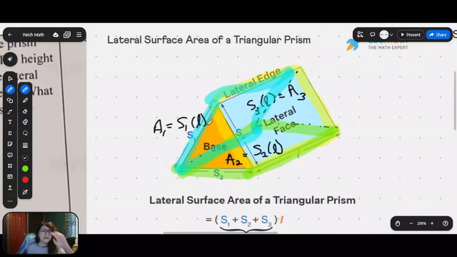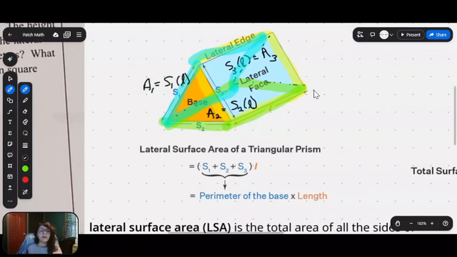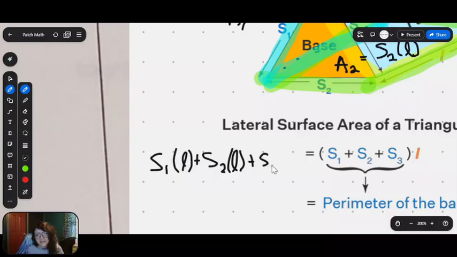So we don't care about the area of the bases, but we do need to know a little bit about those side lengths in order to know the height of each of our lateral faces. You'll see here, each of these areas has one thing in common, that lateral edge. If we were going to find the surface area of all three of those rectangles put together, we would add them together. So that would look like A1 plus A2 plus A3. That's just side length 1 times the lateral edge plus side length 2 times the lateral edge plus side length 3 times the lateral edge.